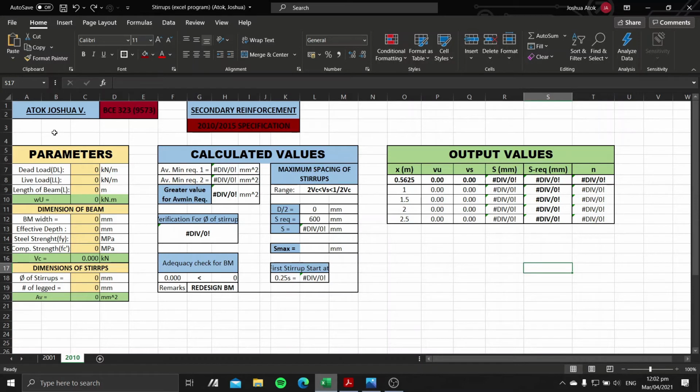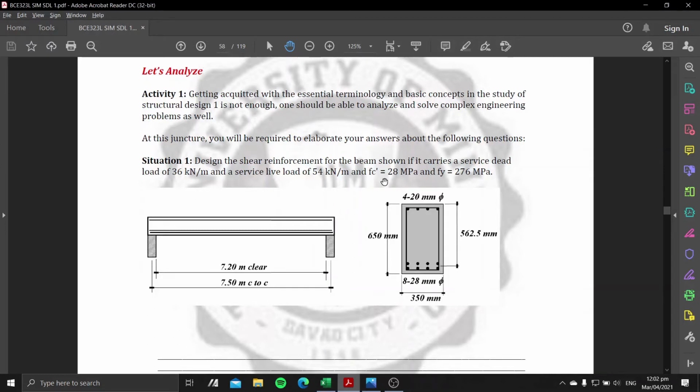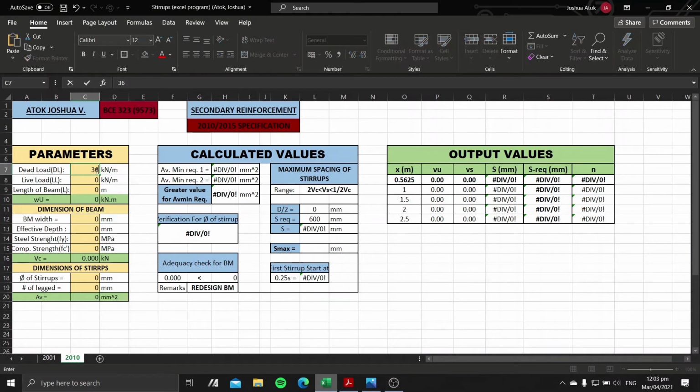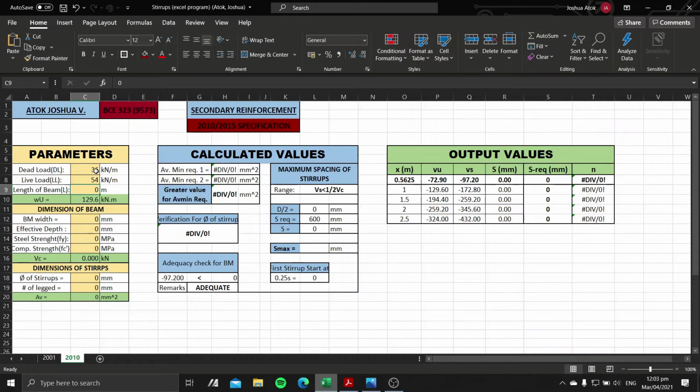So in continuation for our secondary reinforcement for our design, for today's situation, we are going to follow 2010 or 2015 specification. Again, let's input values for our parameters of the problem given. So remember that the value for our dead load and live load is 36 and 54, and 276 of our Fy and Fc prime of 28. And we are going to consider the clear span value of 7.2 for our length of the beam. So we are going to input value of 36 in terms of the dead load and 54 in terms of our live load. The length of the beam is 7.2.